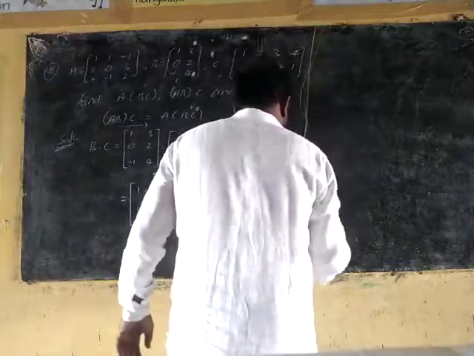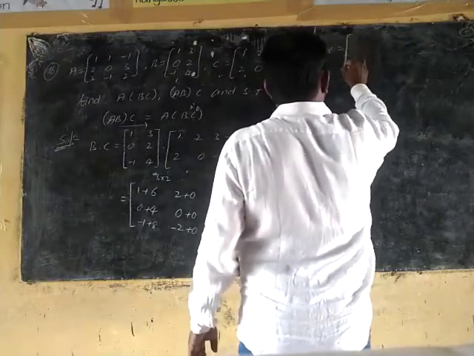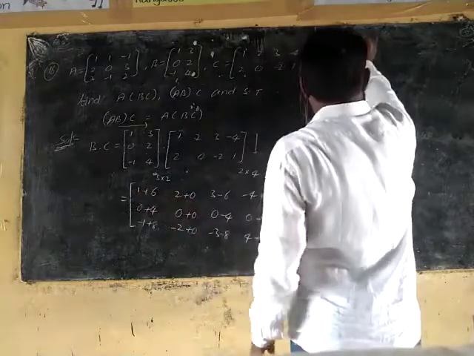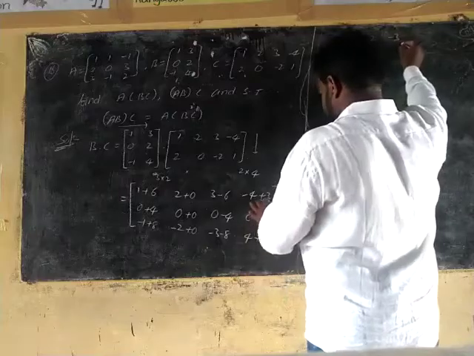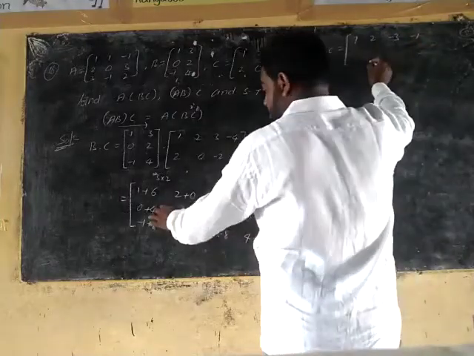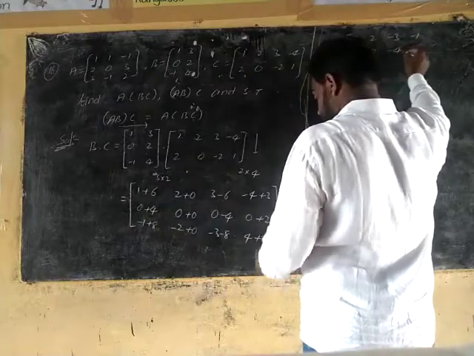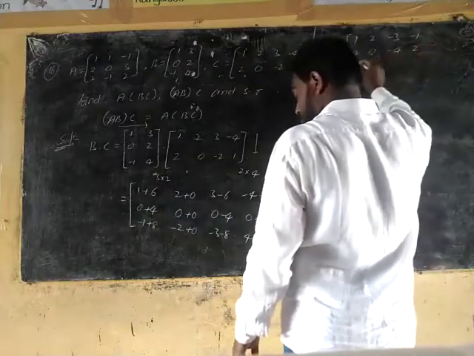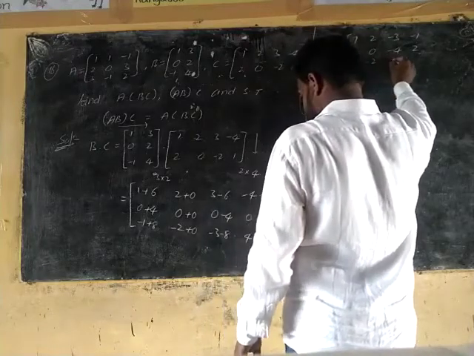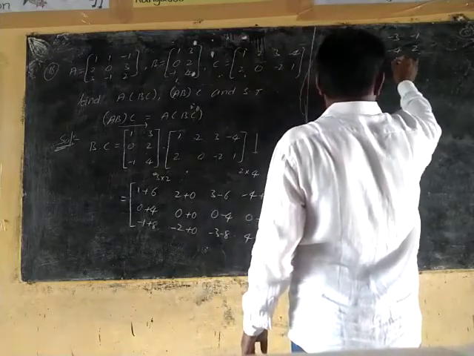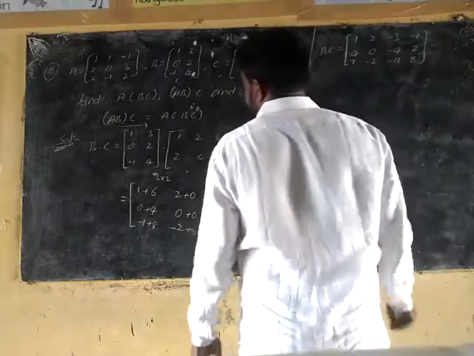That result you write here. BC is equal to [7 2 -3 -1; 4 0 -4 2; 7 -2 -11 8]. This is the matrix of BC.